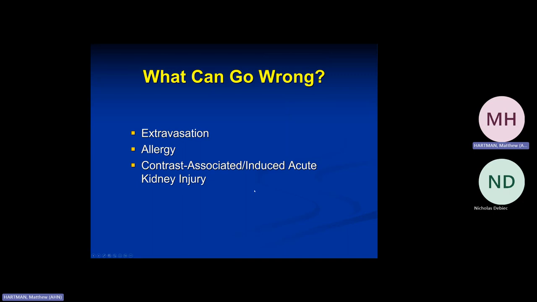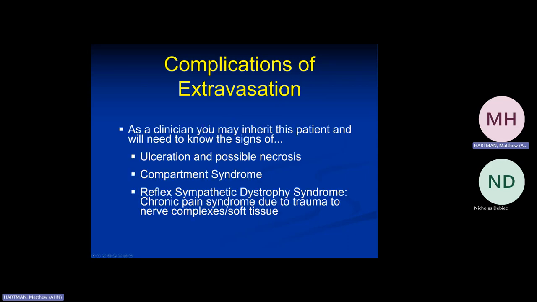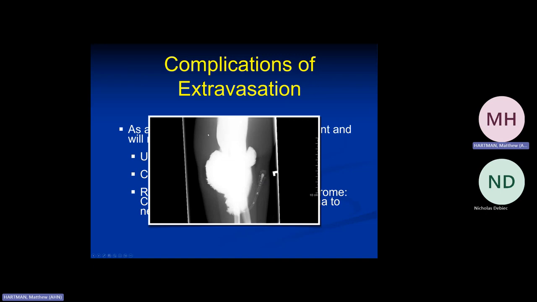So what can go wrong with contrast? Well, our three main things are you could have extravasation, allergic reaction, or contrast-induced kidney injury. We'll talk about all three of these. So extravasation: the contrast does not go where you think it's going to go. And I think the best way is just to show this example where the CT tech administers the contrast, and instead of going through the vein, it goes through the soft tissues. Big deal or not a big deal?